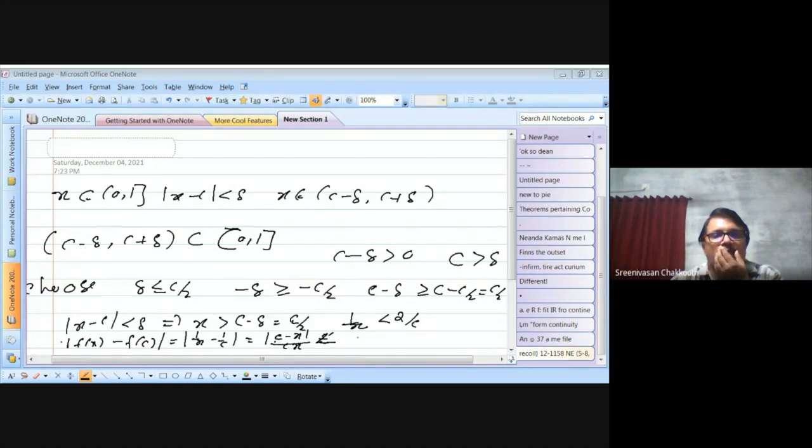we have mod x minus c less than delta. If mod x minus c is less than delta, the numerator is less than delta, and 1 by x is less than 2 by c. So mod c minus x by cx is less than delta. We require mod c minus x to be less than delta. So we need to find delta such that when mod x minus c is less than delta, modulus of f of x minus f of c is less than epsilon.